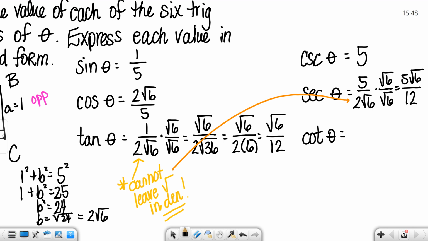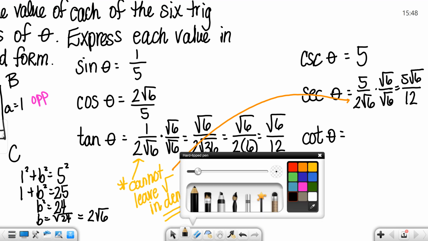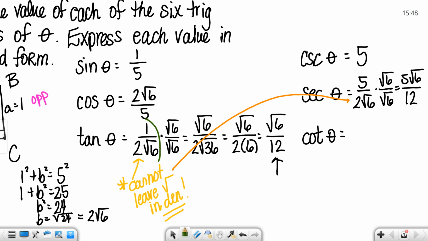And then my cotangent, I flip over the tangent. Now, I have some choices here. I can flip over this one, but then I'm going to have a square root in the denominator. Or I could go all the way back. Let me use a different color so I can show you. I could go all the way back to right here, because that's the first tangent that I wrote down. If I flip that over, that'd be great. It'd be 2 times the square root of 6 over 1, which I don't have to rationalize. So my answers are all of those: sine, cosine, tangent, cosecant, secant, cotangent. All right.